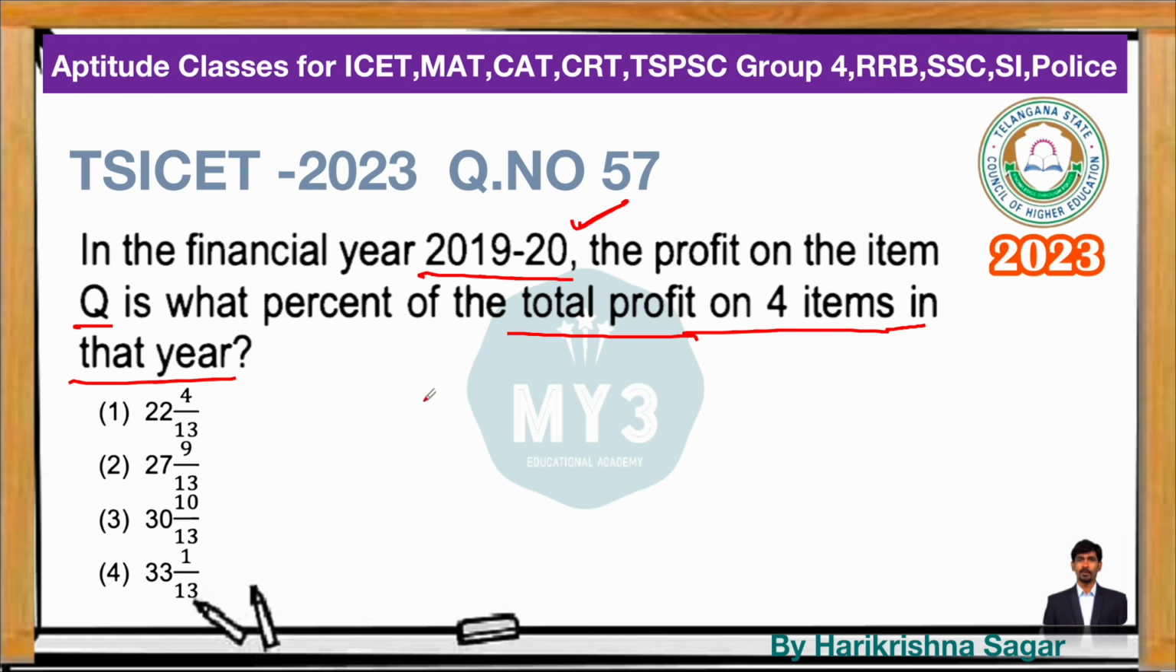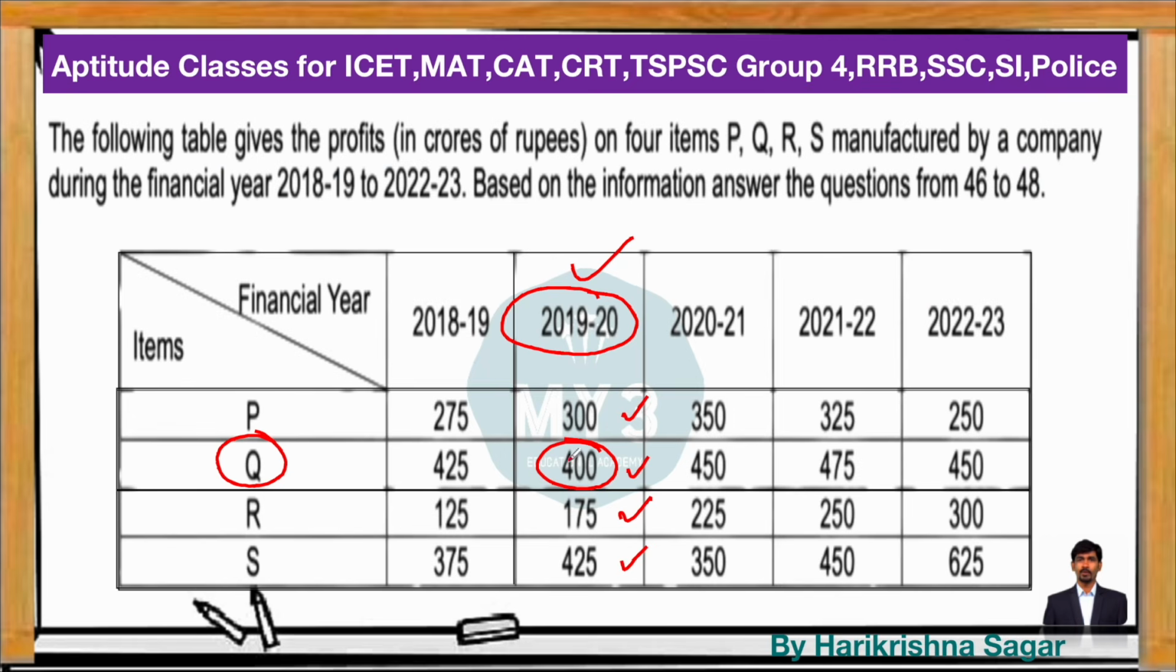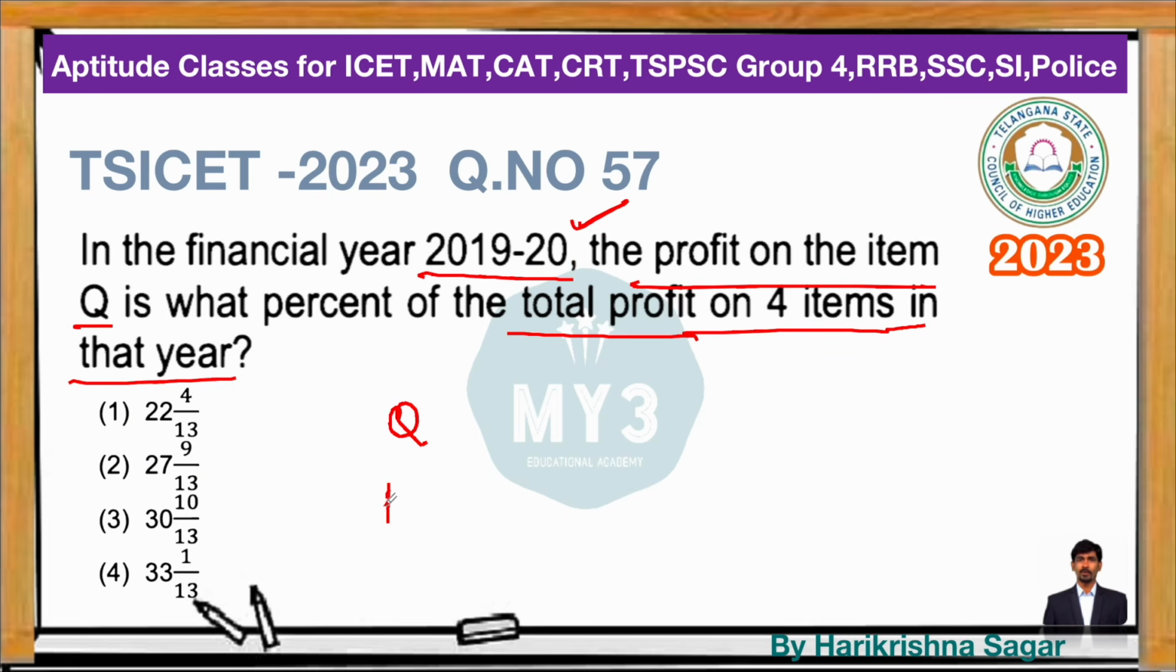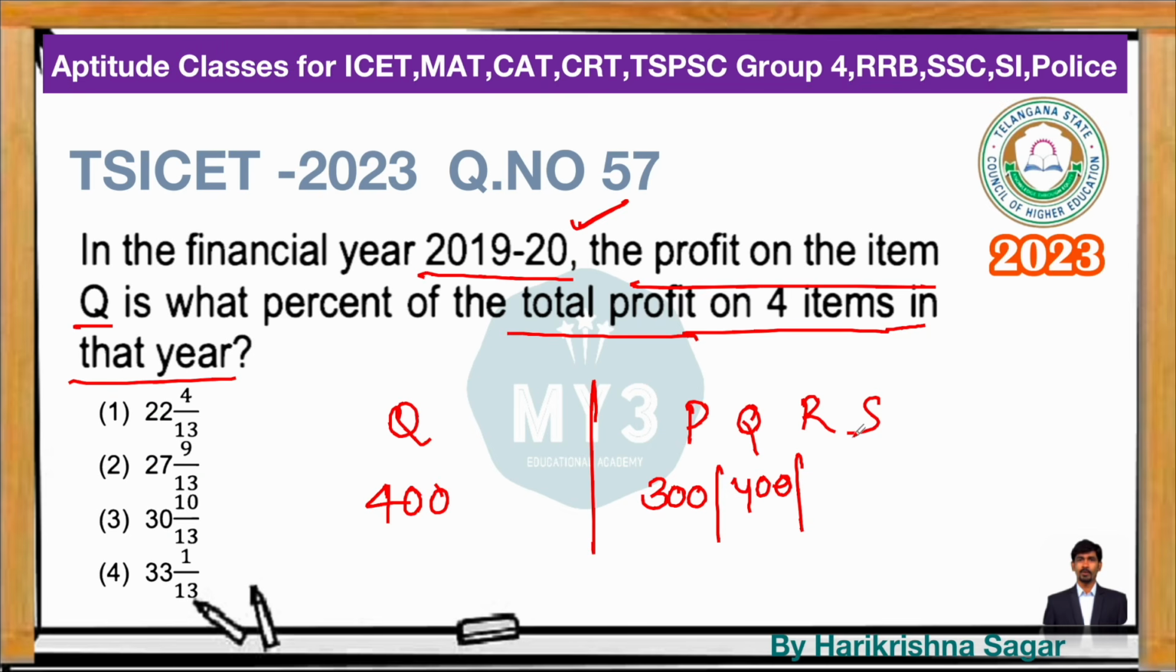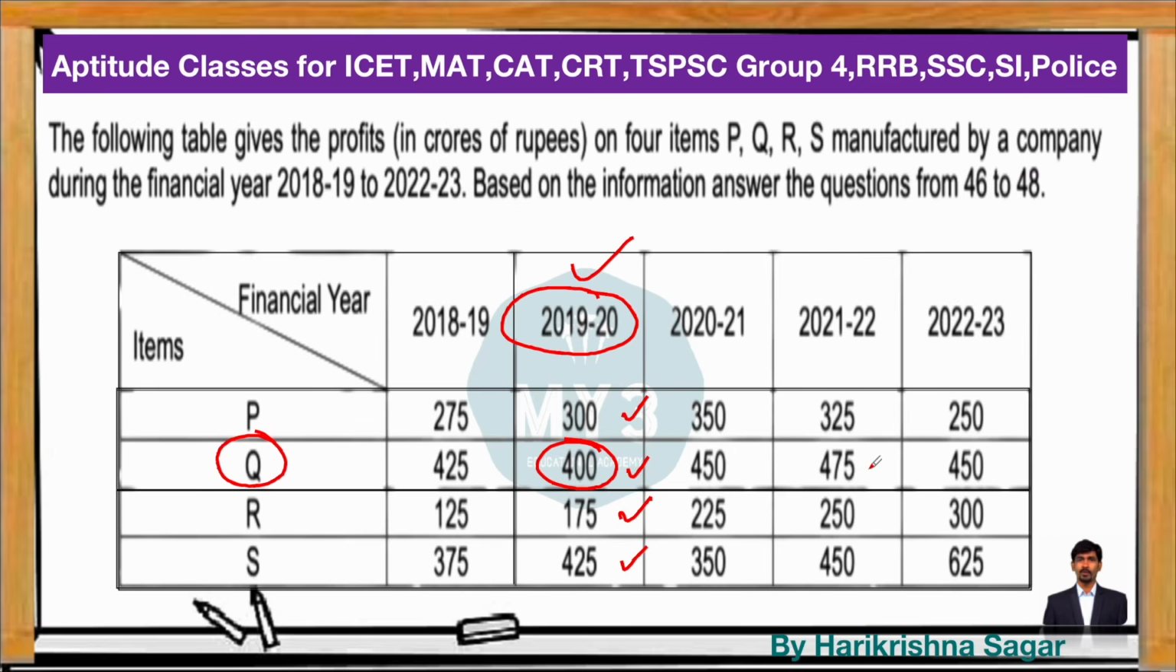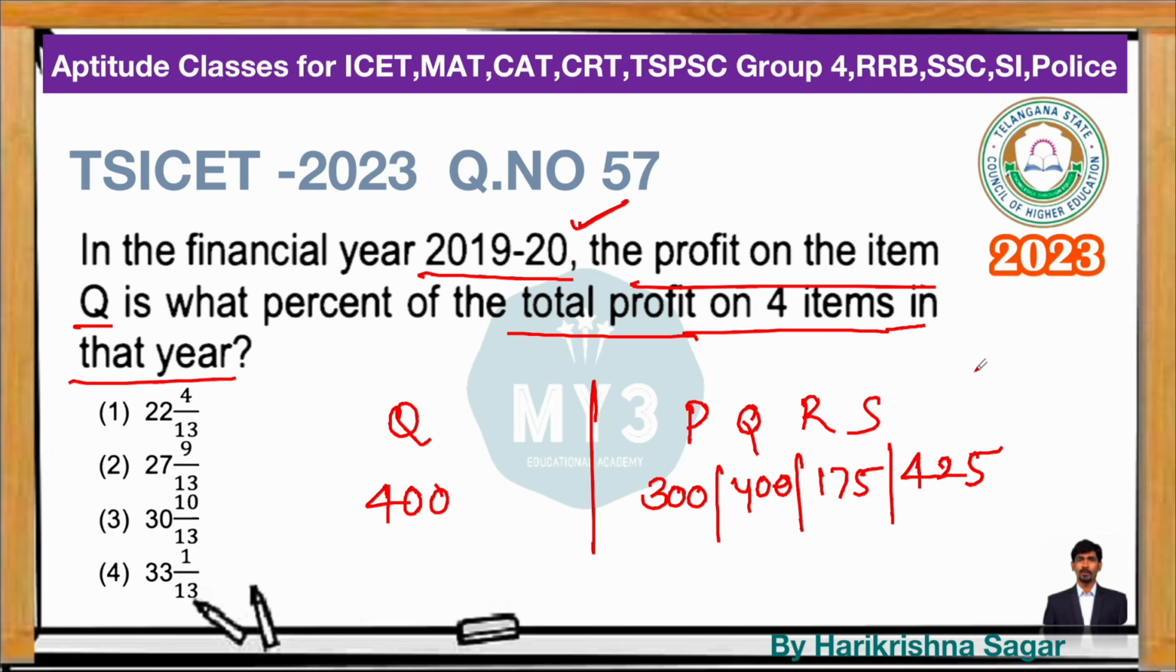So the profit on item Q is directly 400. And what was the total profit on the 4 items in that year? 4 items means P, Q, R, S profits you have to take up. So P is 300, Q is 400, R is 175, and S is 425. The sum of all this indicates the 4 items' profit. So what is the profit of the 4 items? 425 plus 75, 500, 500 plus 100, 600, 600 plus 400, 1000, 1000 plus 300 is 1300.